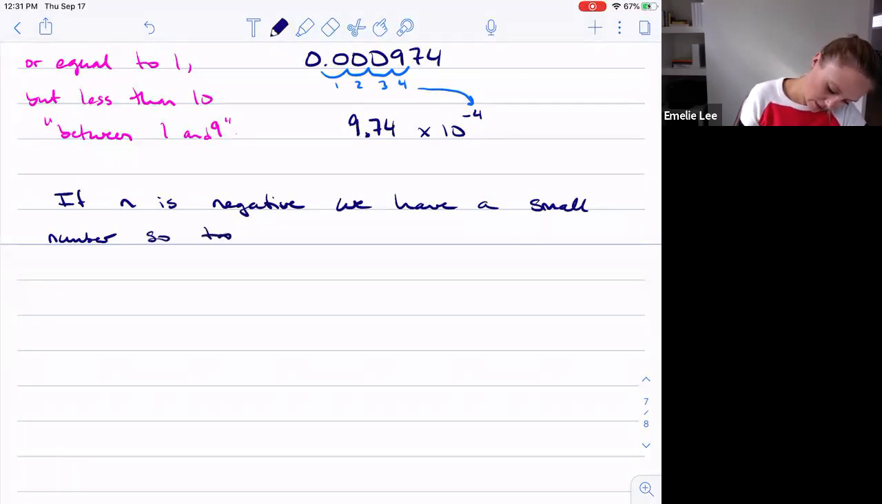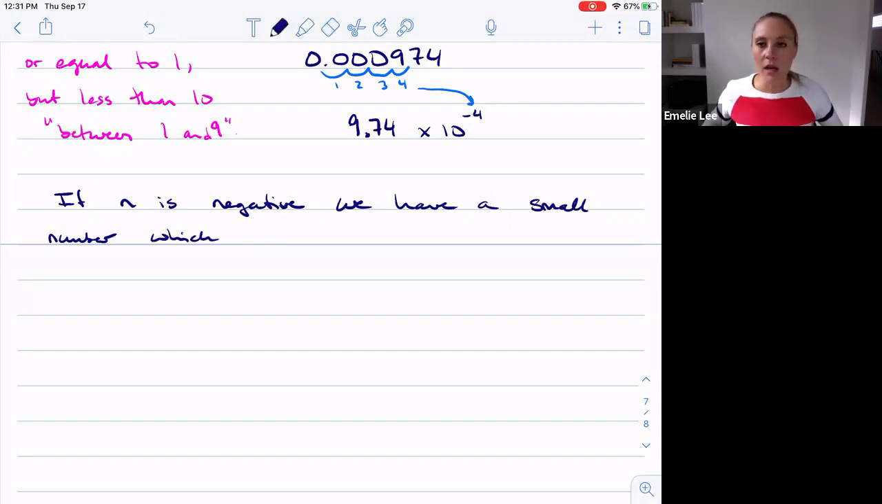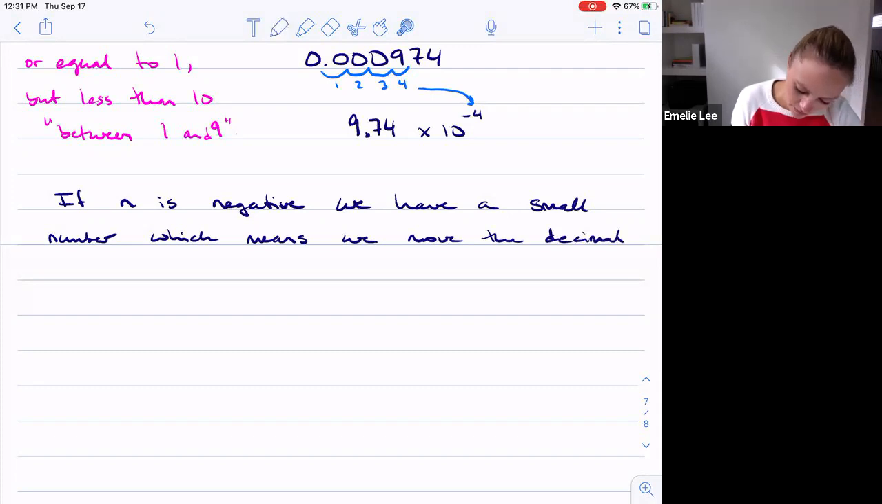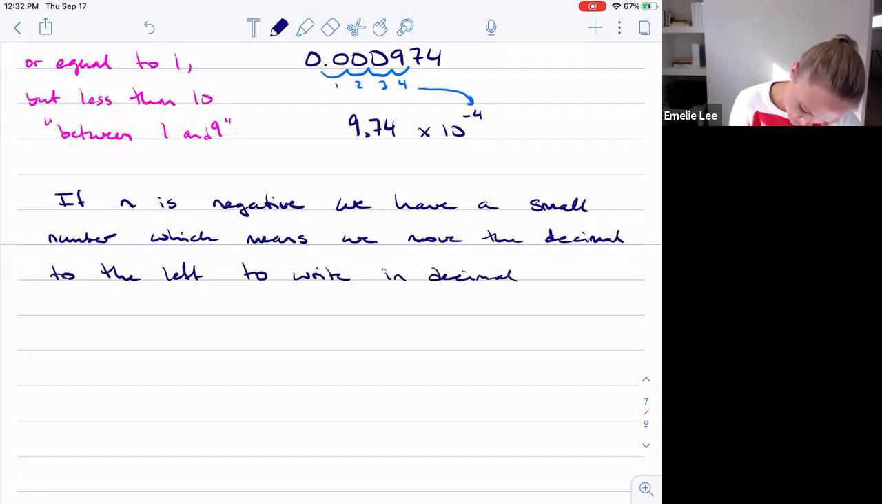Which means we move the decimal. So this decimal here is the one I'm talking about. To the left, to write in decimal form.